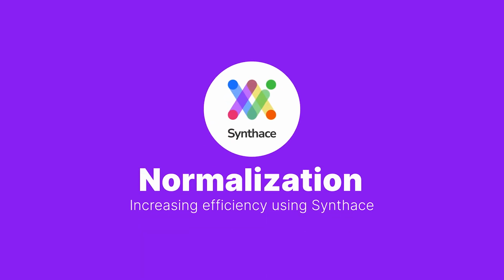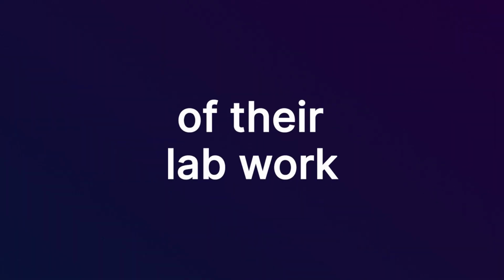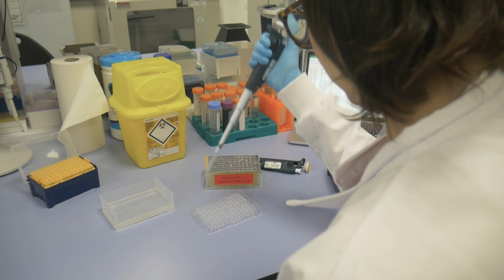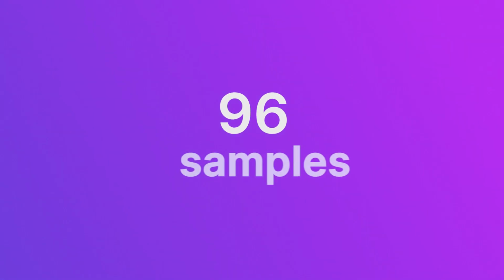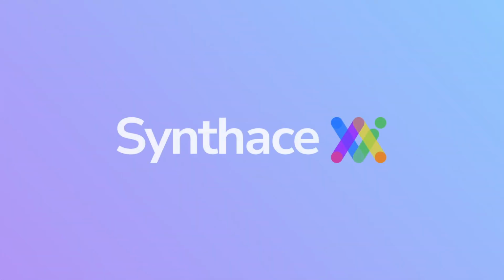What if you could normalize samples 5 times faster? Using the Synthace Digital Experiment platform, a scientist can rapidly improve the efficiency and speed of their lab work. This example shows how a scientist would ordinarily normalize 96 samples to the same concentration, and how a second scientist can use Synthace to significantly speed up this process.